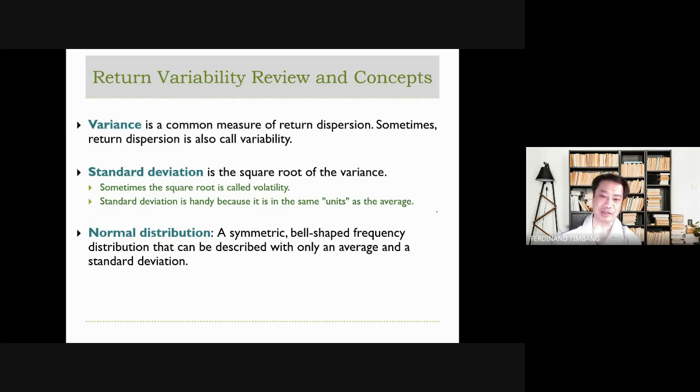Then what about the standard deviation? This is the square root of the variance. Sometimes they are called volatility. So the reason why sometimes the standard deviation, you are using as the measurement for the risk. And then for the normal distribution, that is a symmetric bell-shaped frequency distribution that can be described with only an average and a standard deviation.